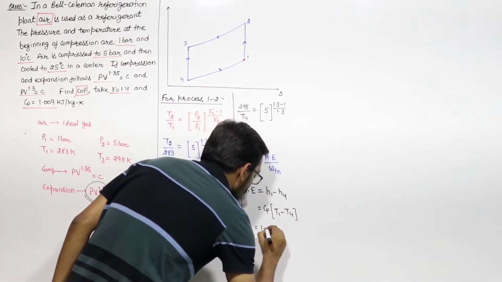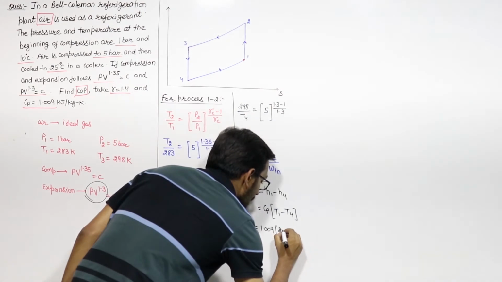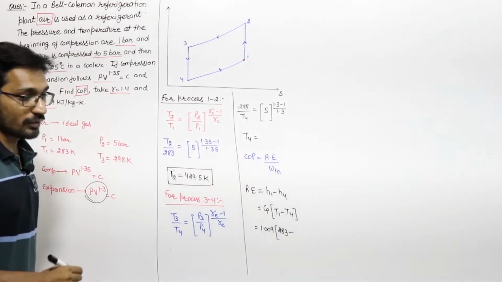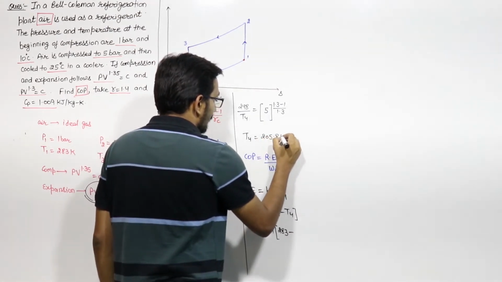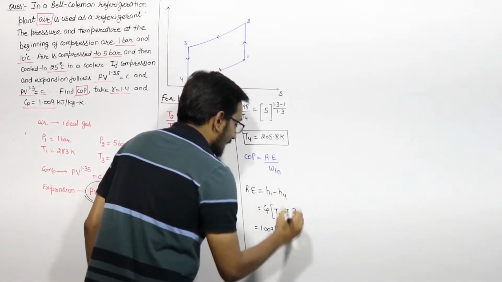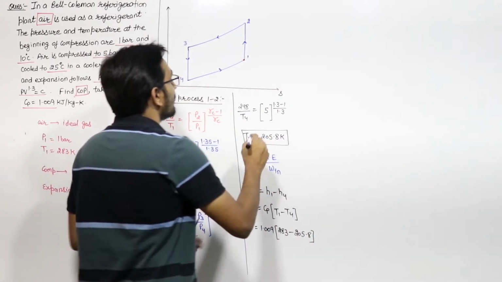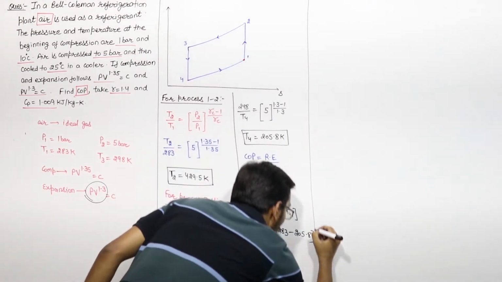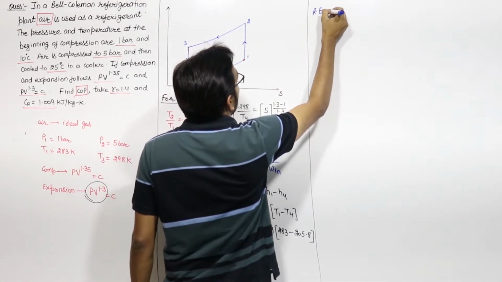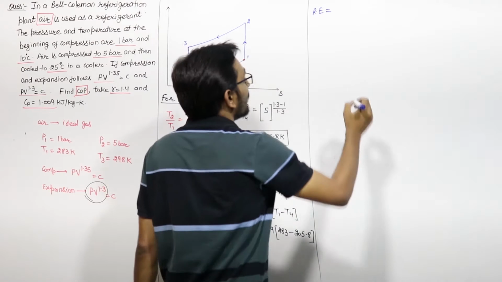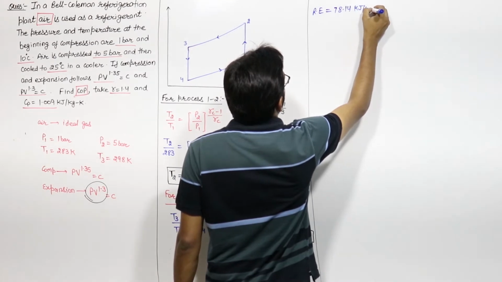Cp is given as 1.009, into T1, which is 283, minus T4. T4 comes out to be 205.8 Kelvin. So 283 minus 205.8. If you solve this, you will get the refrigeration effect as 78.14 kilojoule per kg.